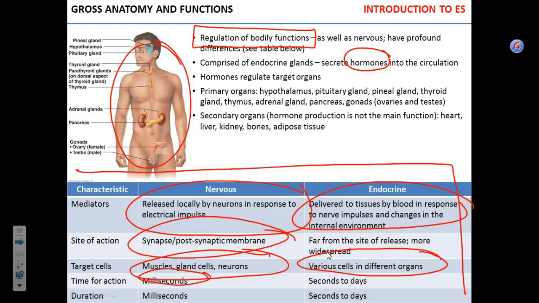Responses that come from the nervous system, they're short-lived usually, and they're fast, right? Like those muscle responses, they're short-lived. Responses that are produced by the endocrine system can be very, very long-lived.